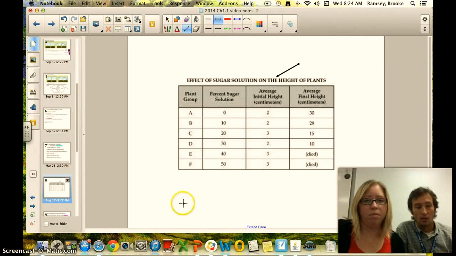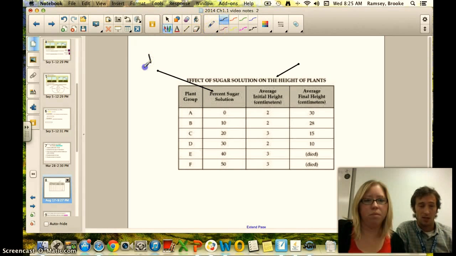So hopefully you can see here that we are in fact changing the percent of sugar solution from 0 to 50%. And that would be our independent variable, right, because we're manipulating it, and we want to see what effect that has on the height of plants over time. That would be our dependent variable. Okay, now we're going to take a look at how we might graph this data.